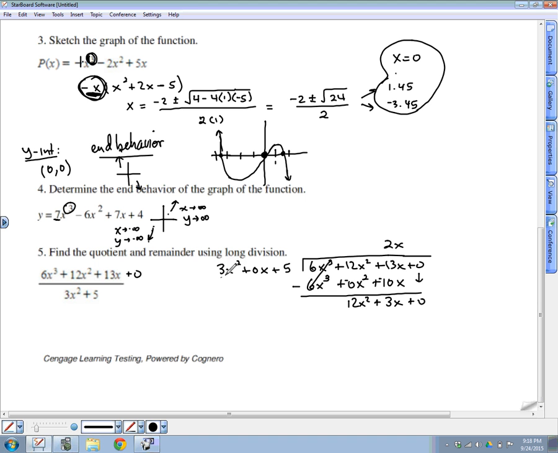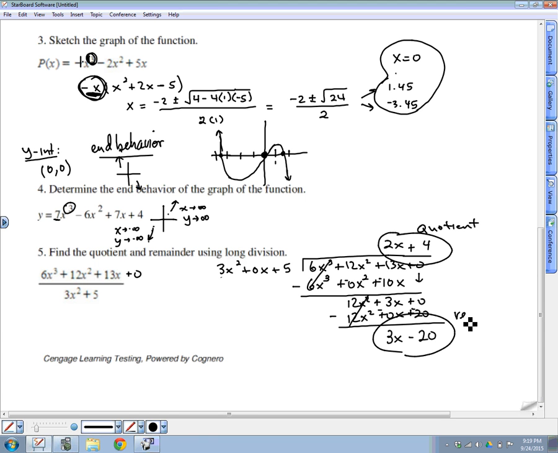3x squared into 12x squared is 4 times. 4 times 3x squared is 12x squared. 4 times 0x is 0x, and 4 times 5 is 20. Draw the line, change all the signs. First terms cancel. 3x plus negative 0x is 3x. 0 minus 20 is negative 20. So this is the quotient, and this is the remainder.